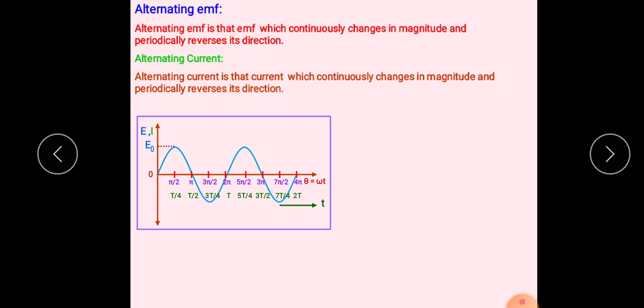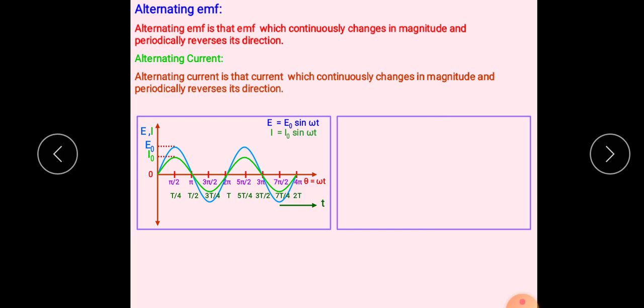If we plot a graph, this graph is shown by the blue colored line, and it is the graph for alternating EMF. E equals E naught sine omega t, where E naught is the maximum value of EMF. It is also known as the peak value of EMF. And if we plot electric current on the same graph, it is shown by the green colored line. When EMF is E naught sine omega t, I equals I naught sine omega t.